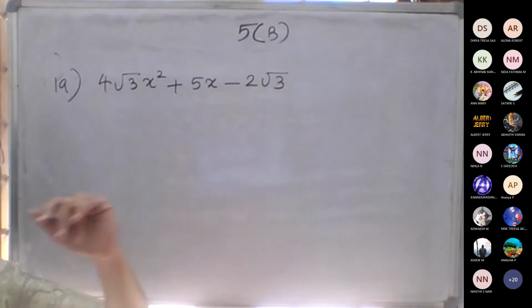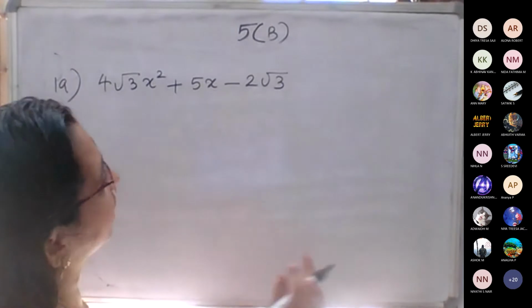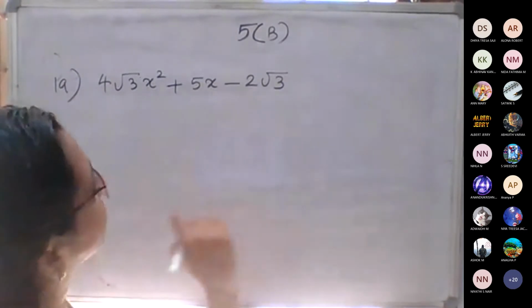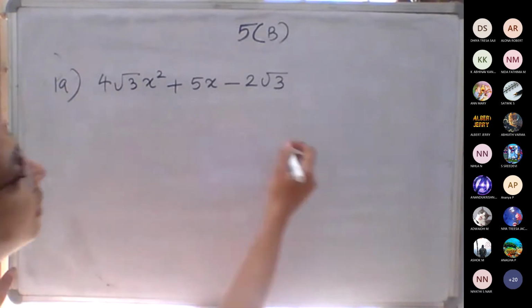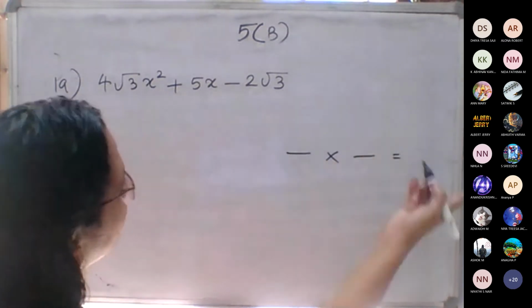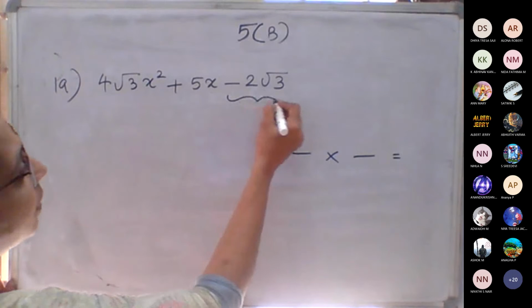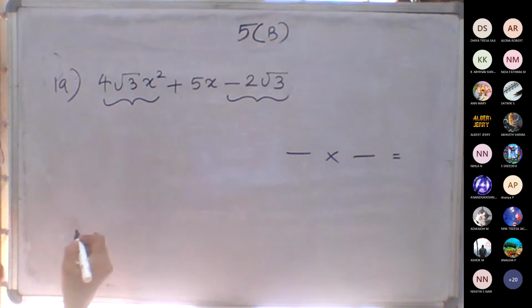Same as the previous questions, what do we have to do? Dash into dash will be what? Don't write first, listen to me. After that we can. Try. First term, dash into dash will be what? We have to think about the last term and the coefficient of the first term.